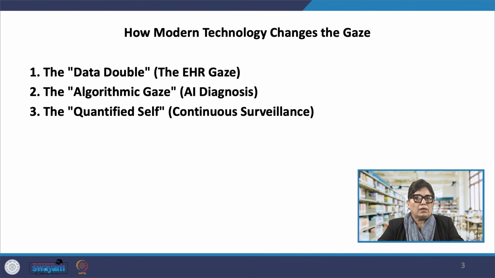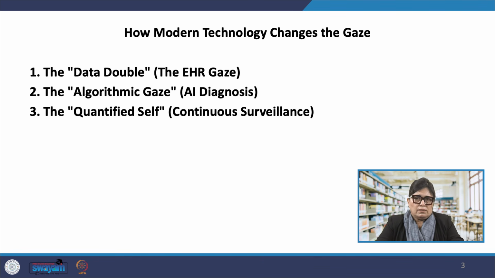How modern technology changes the gaze. Rather than personal observation, the modern gaze is mediated through advanced algorithms, data streams, and digital interfaces. This has evolved Foucault's original concept in three major ways. Now, what are those? The data double, the EHR gaze. Electronic health records require immense standardization and quantitative tracking. Doctors routinely spend significant face-to-face time charting rather than talking directly to patients. The digital chart creates a data double of the patient.